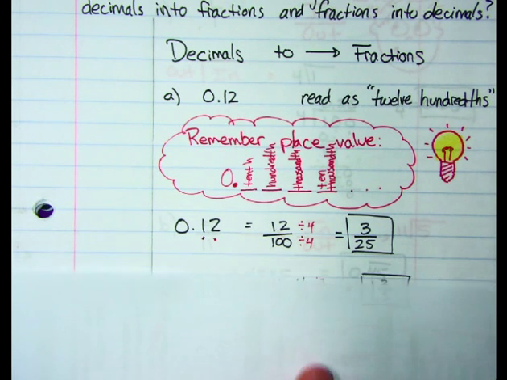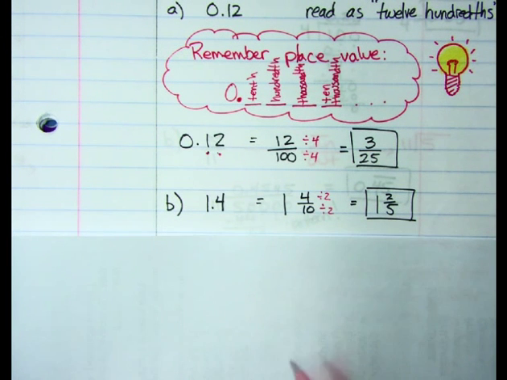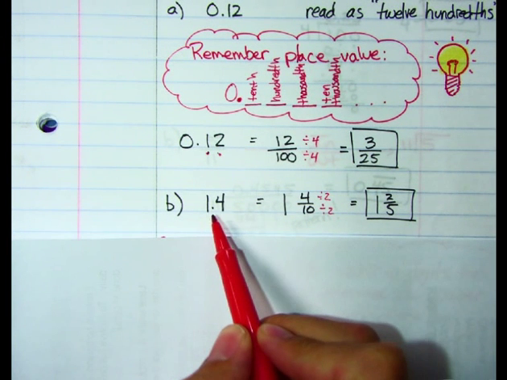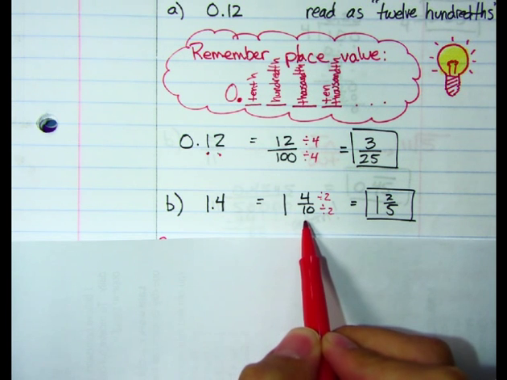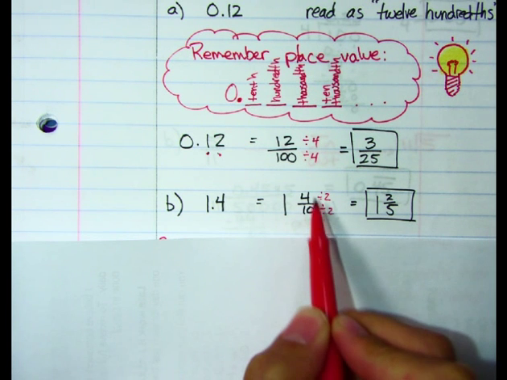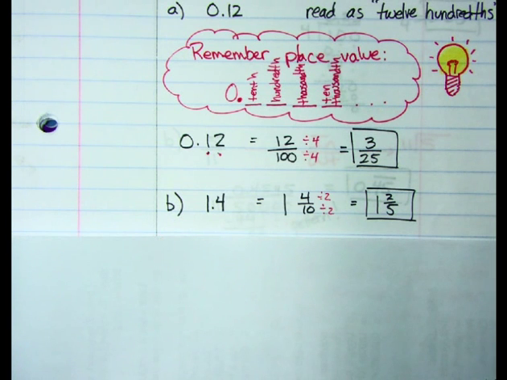Let's try a second example. I have 1.4. If you read this correctly, this would be 1 and 4/10. So I could write 1 and 4 over 10. Take this fraction and divide both by 2 because I can reduce it, and I get 1 and 2/5.